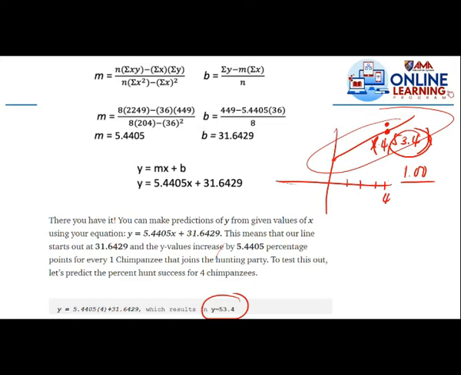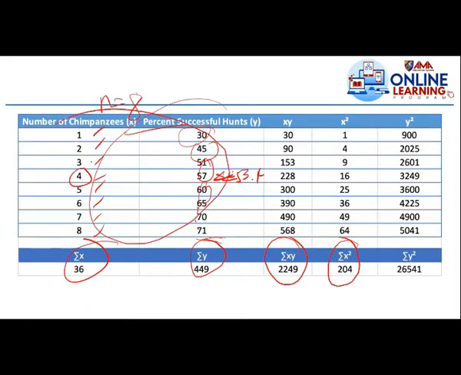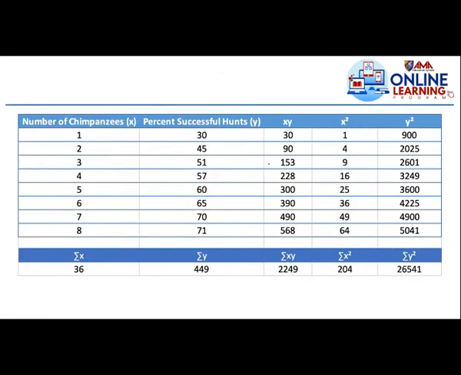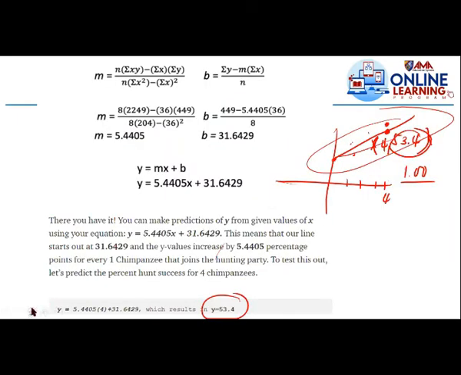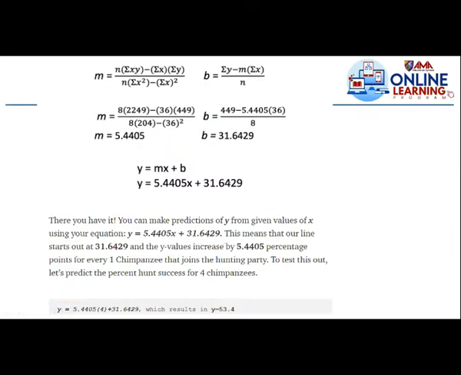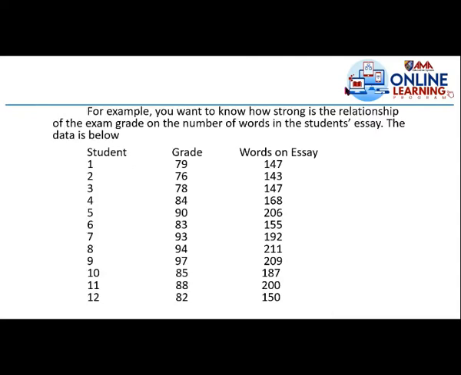Okay? So ito yung ideal, then probably yung mga points dito, yun yung nasa dito. Naiintindihan? So yung vertical distance of all points from the regression line will be the residual. So for example, you want to know how strong is the relationship of the exam grade to the number of words in the student's essay.